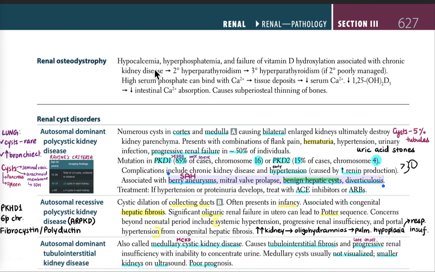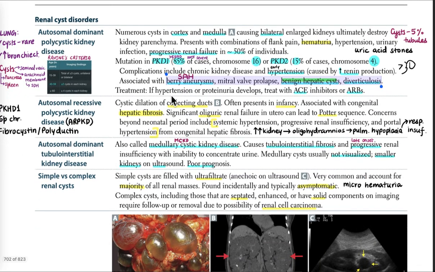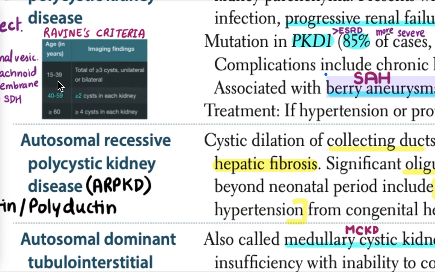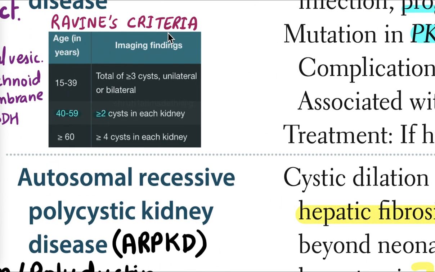And this we deal with later, renal osteodystrophy, and I hope you found value in this. It's a very important topic for NEET PG, as you can see. Ravine's criteria has come earlier, so you can see this as well. It hasn't come for a very long time, but somewhere down the line it did come.